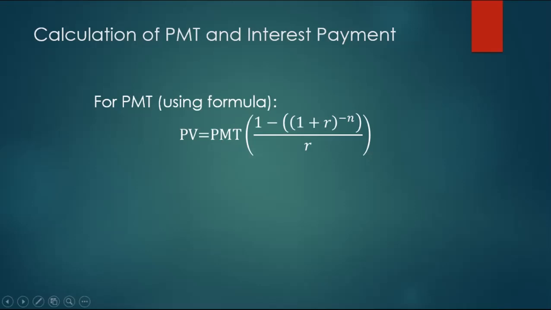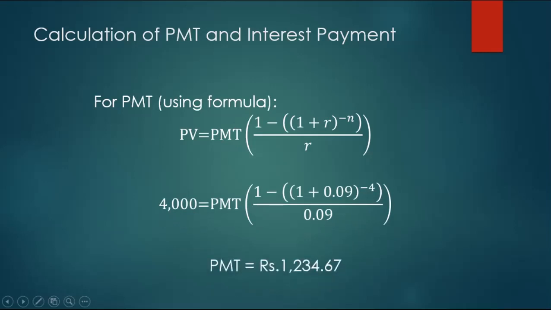So using the present value annuity formula, after putting in the values 4,000 and PMT, which is the requirement, at 9% and 4 years, PMT is equal to 1,234.67, which is the amount that will be paid during the loan period for 4 years.